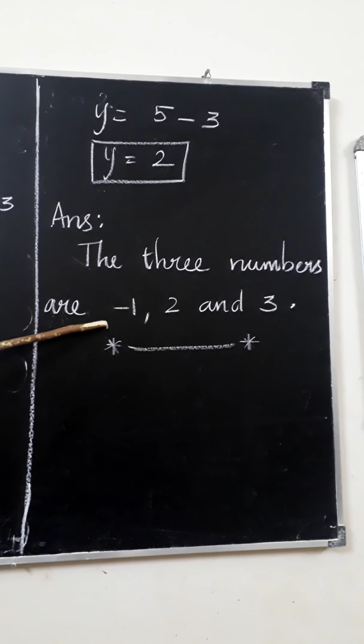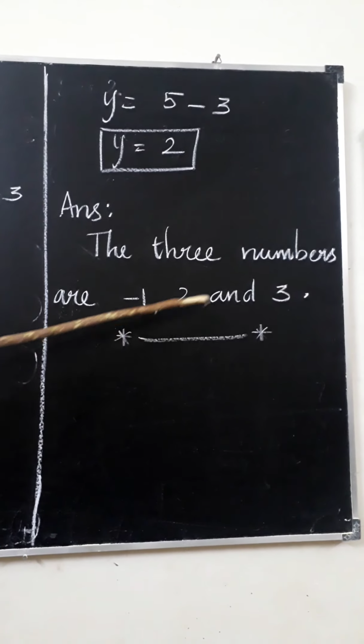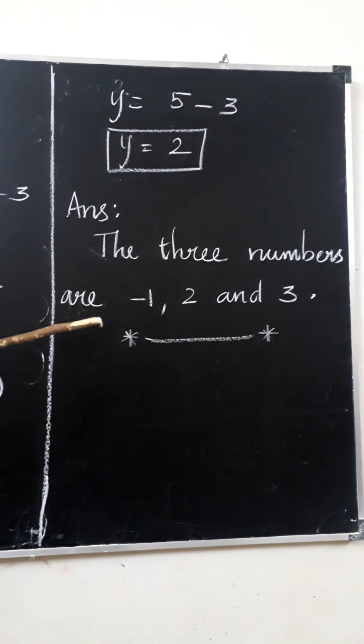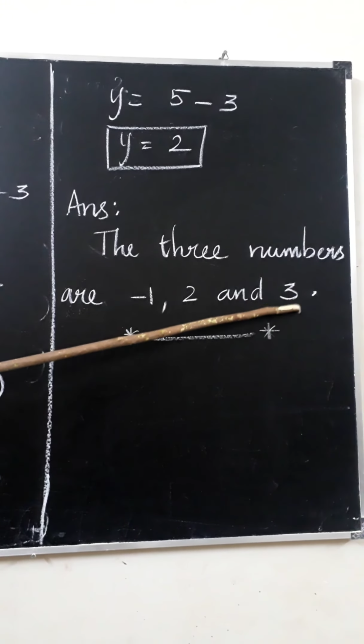So far we got 3 numbers. First number is minus 1, that is x. Second number is y, minus 2, and the third number is 3. So the 3 numbers are minus 1, minus 2 and 3.